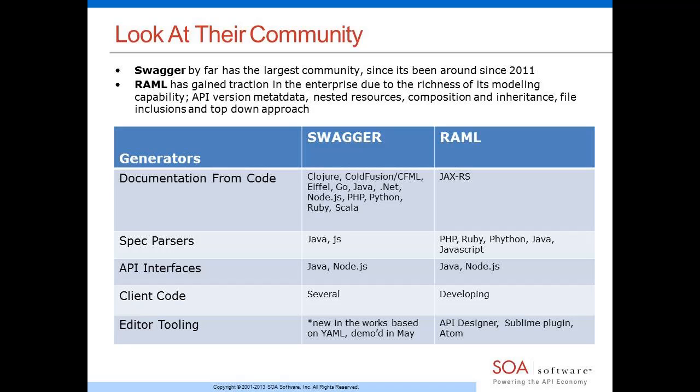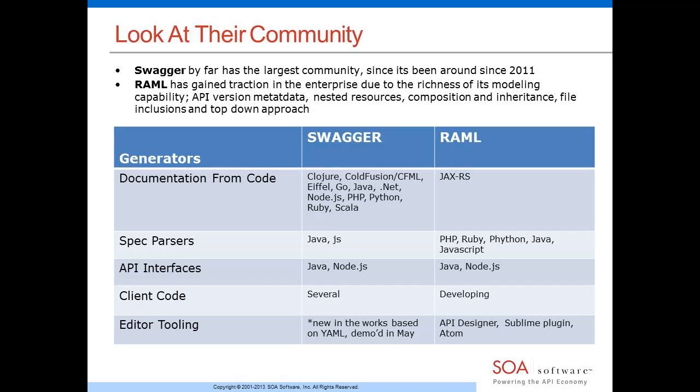I think RAML has a little lead here because it's from a top-down perspective, and you have an easy way to create the specification to begin with, RAML Editor. Generate client code, again, Swagger has several. RAML is still developing. As far as editing tools, Swagger is new. It's 2 months old or so. But over time, the beta I think was based on YAML, and I'm not sure what the final one is going to be, over time that'll catch up with RAML.